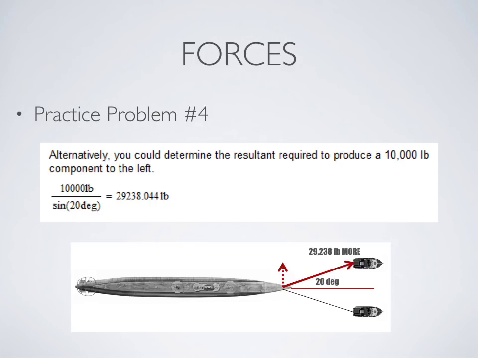Here's an example of not putting in anything. All we need to know is to say that the resultant has to pull 10,000 pounds to the left. So what difference in force ends up at 10,000 pounds different in the y component? So 10,000 pounds divided by sine of 20, voila, exactly the same answer.